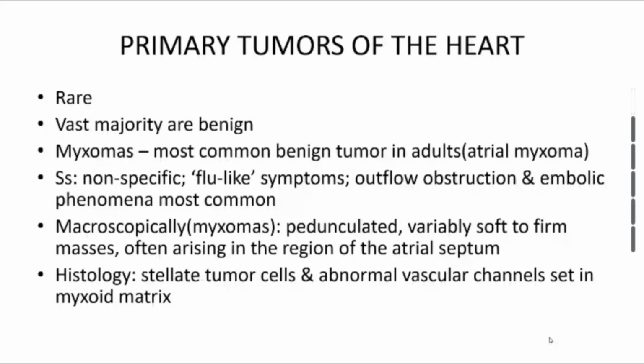Macroscopically, meaning under the gross, with the naked eye, these myxomas will be pedunculated, variably soft to firm masses, often arising in the region of the atrial septum. So it tends to arise from the region of the atrial septum. That is how it will look macroscopically. Then histologically, that is microscopically, there will be stellate tumor cells, which are almost star-like, and abnormal vascular channels set in a myxoid matrix.